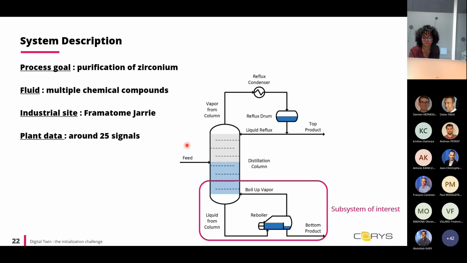So there are lots of different parameters and variables to control here. For this specific validation and example, we are going to look specifically at the subsystem, which is composed of the bottom of the distillation column of this process, the boiler at the bottom also, and other machinery that is included in this group. For this specific subsystem, we have a set of 25 signals that were given from Framatome, so we could compare to our model, our digital twin.